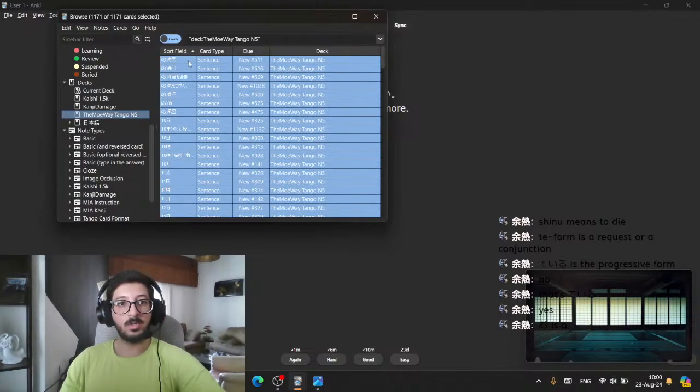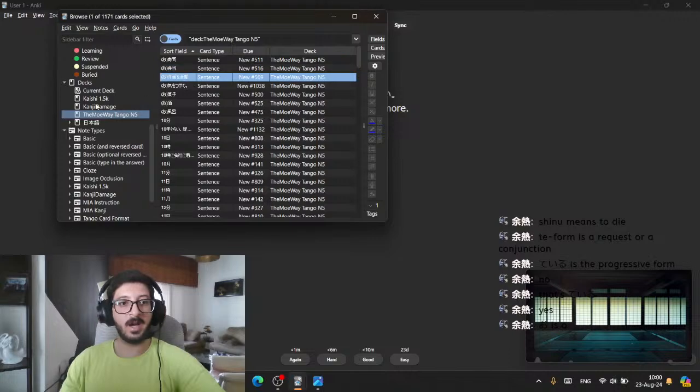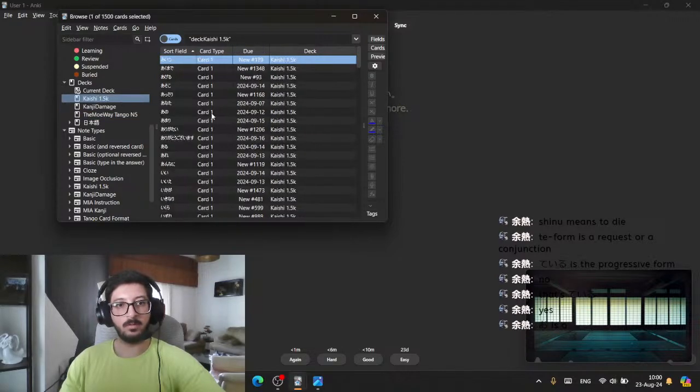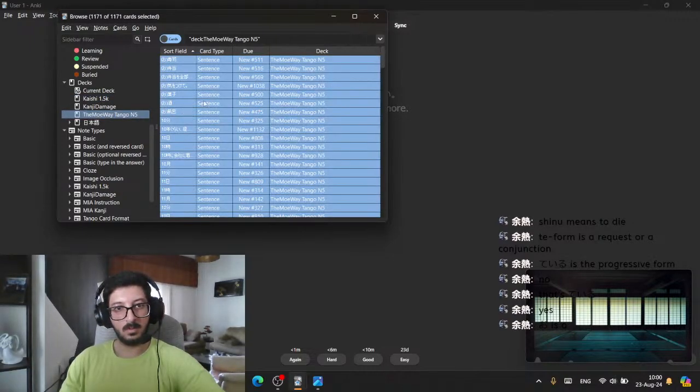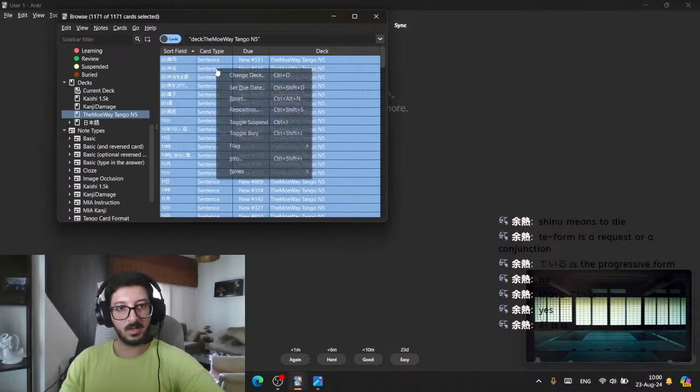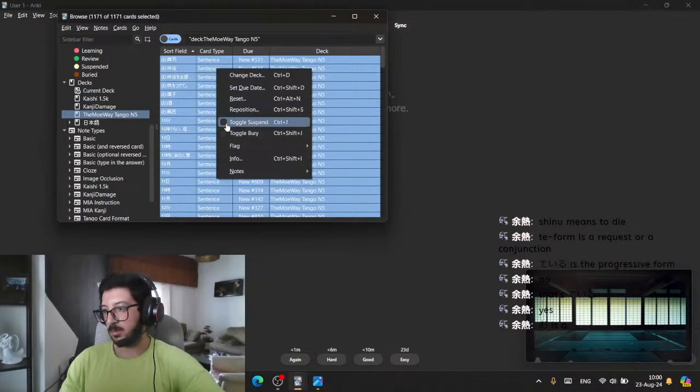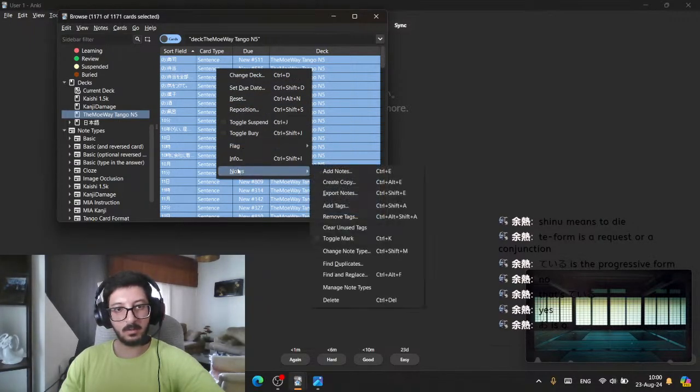But the Tango was just formal. The Kaishi is where the Tango took me only 2 days. The Kaishi is where I pressed a lot of easy. The Tango showed me easy stuff. Forget. Right click, forget.